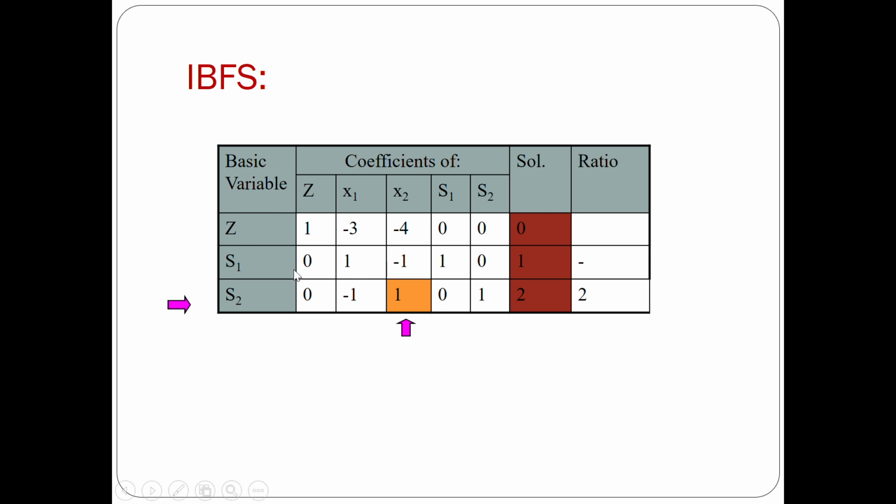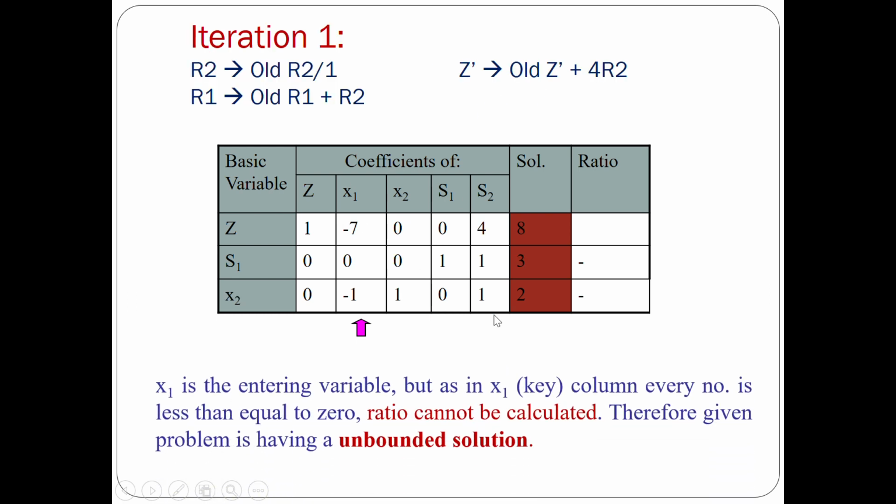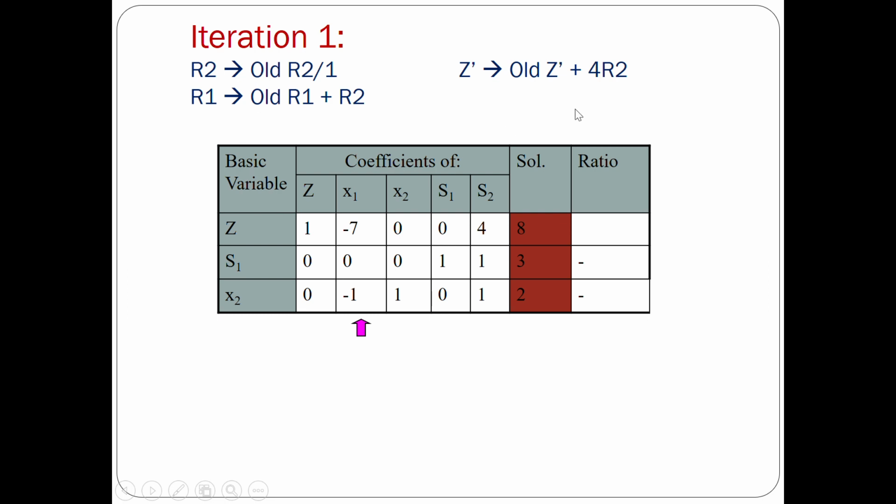What will be the row 1 operation? It will be old R1 plus R2, so that will be 0. And Z will be old Z plus 4 times R2. Like this, just by performing all these row operations, we will be modifying the table, and this will be the iteration 1 table.